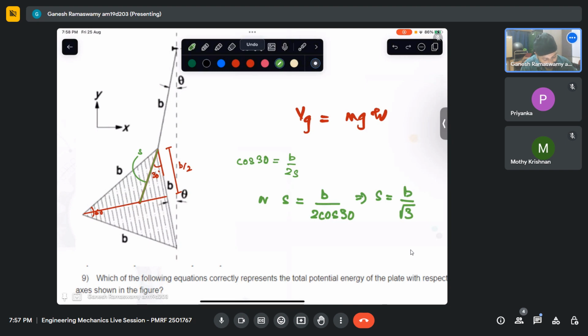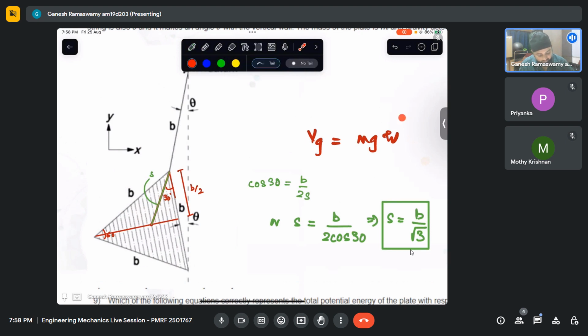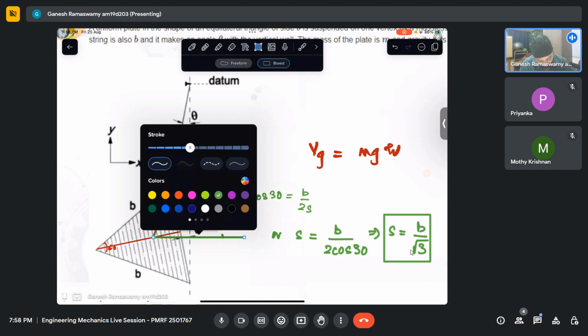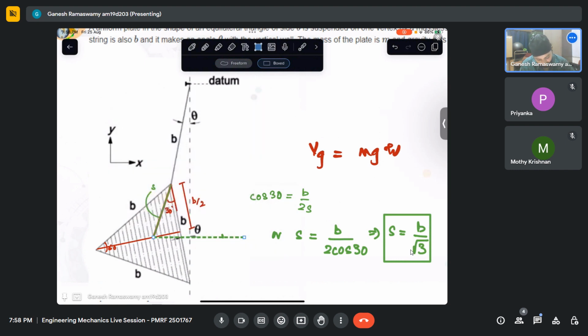Okay. Now, what is this h actually? This h is the distance, if I take a line like that, which is parallel to the datum. Let me make this a dotted line. So this is my h. This distance is my h.